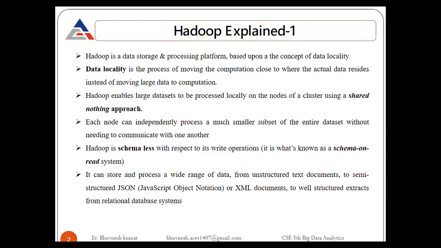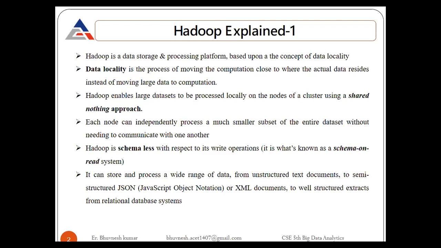We have to reach up to that location. That is why the term used is data locality. Data locality is a process of moving the computation close to where the actual data is, rather than moving a large data to a computation. That is a main point used in Hadoop.